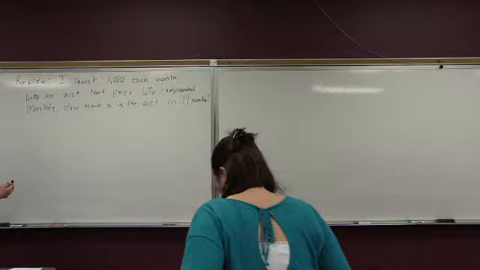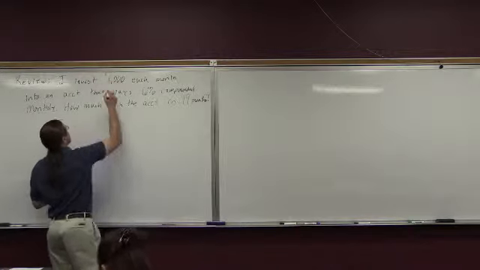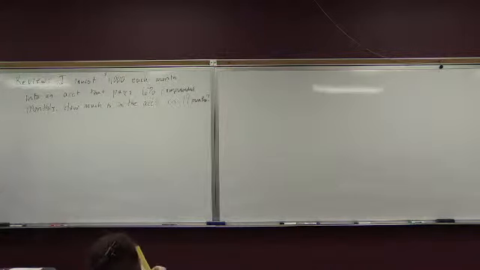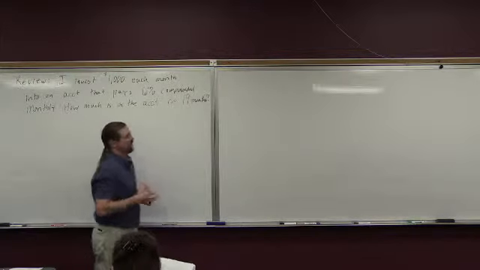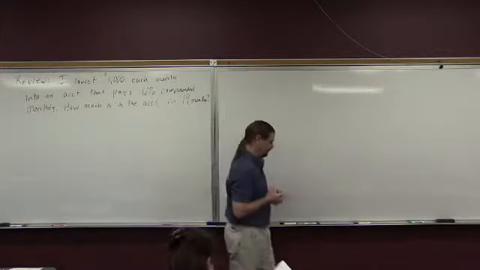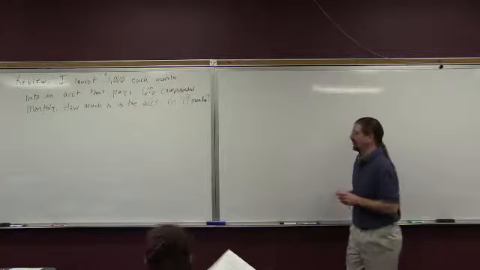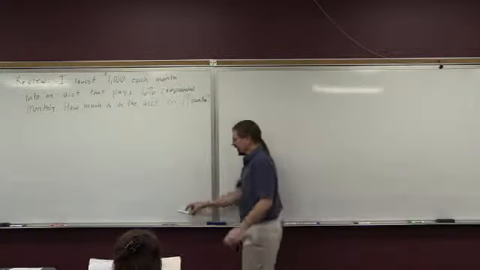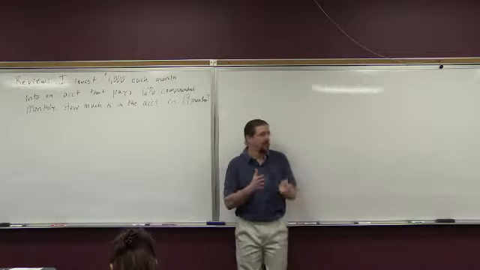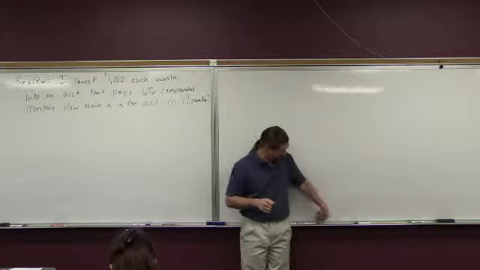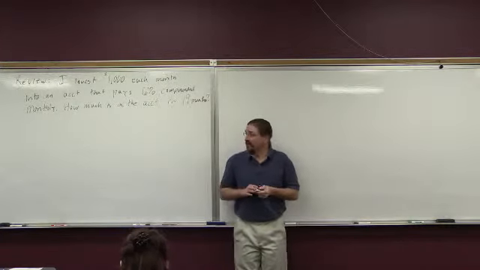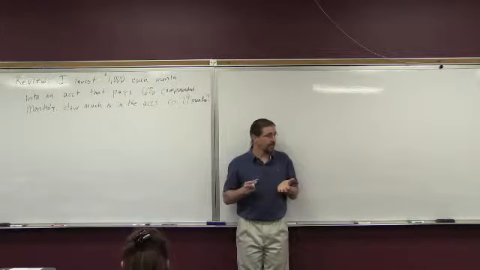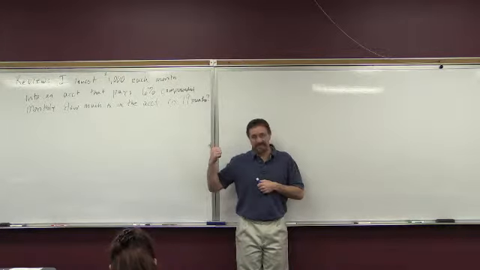I invest $1,000 each month into an account that pays 6% compounded monthly. How much is in the account in 19 months? All right, so as we're dealing with Chapter 12 and Chapter 13, we're investing. We've learned how to use columns 1, 2, and 3. Which column is this?